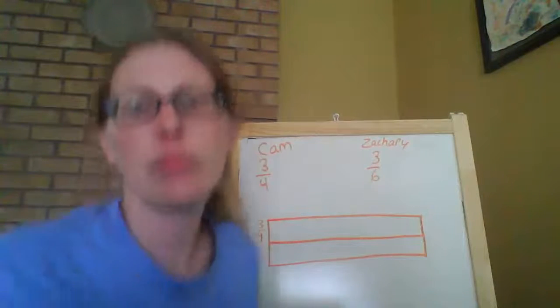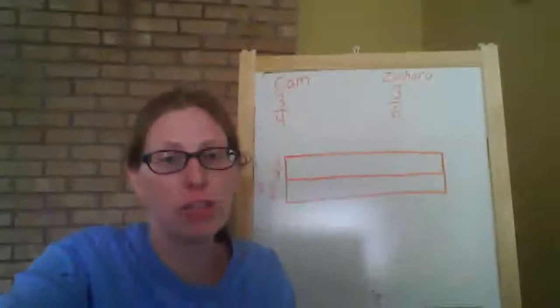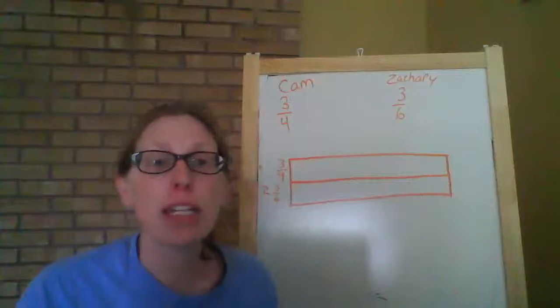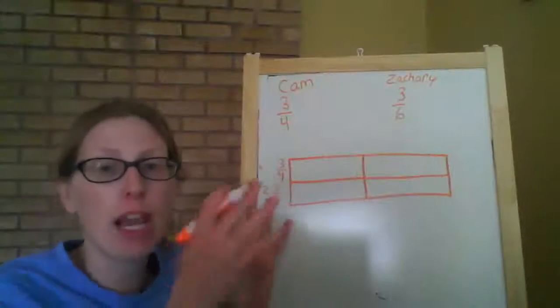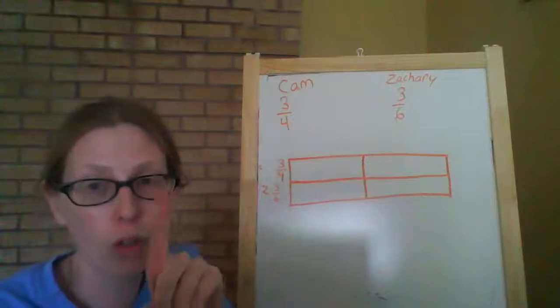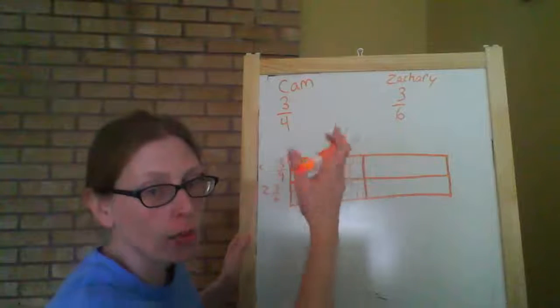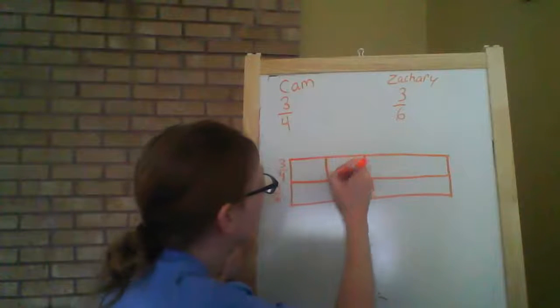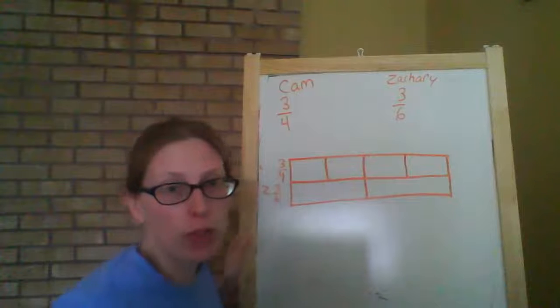3/6. Now, fourths and sixths are in the same fraction family as halves, meaning there's a little trick. You can cut these in half. The denominator is how many equal parts are in one whole. So I have 2, and I need 2 more. I'm going to divide this in half. I'm going to count 1, 2, 3, 4. I have 4 equal parts.